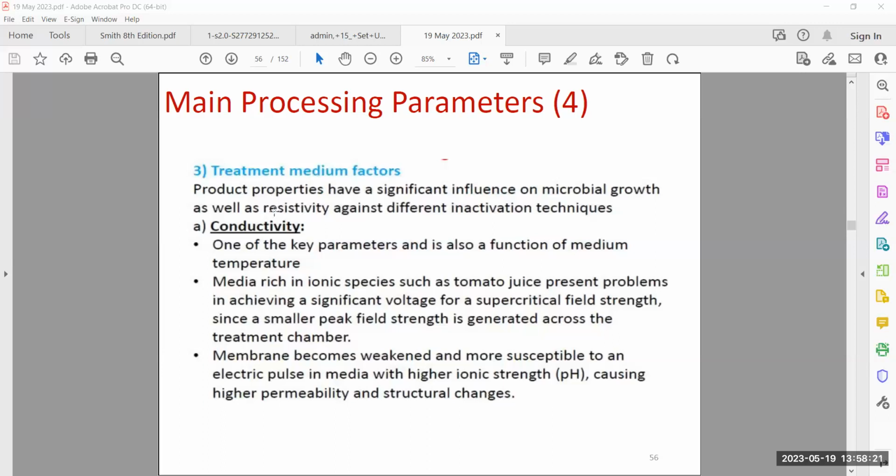Of course, conductivity of your food product. Okay, one of the key parameters is also a function of medium temperature. So media rich in ionic species such as tomato juice present problems in achieving a significant voltage to a supercritical field strength, so a smaller peak field strength is generated across the treatment chamber. Okay, so kita tak nak makanan yang terlalu ionic macam tomato juice ataupun acidic. Even sugar cane juice is not recommended for pulse electric field. It's not recommended. It's not effective. Okay.